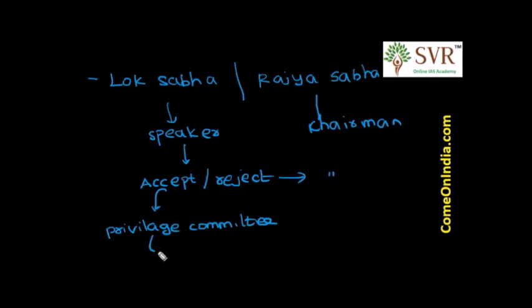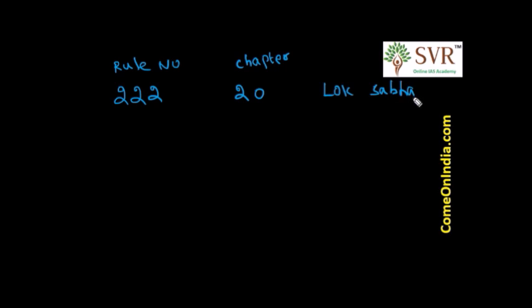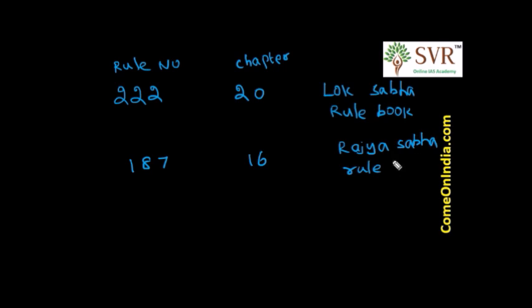action can be taken. In Lok Sabha, a privilege motion can be moved under rule number 222 in chapter 20 of the Lok Sabha rule book. Whereas in Rajya Sabha, it can be moved under rule 187 in chapter 16 of the Rajya Sabha rule book. For Rajya Sabha the rule number is 187 and for Lok Sabha it is 222. The chapter number in Rajya Sabha is 16, and in Lok Sabha, it is 20.